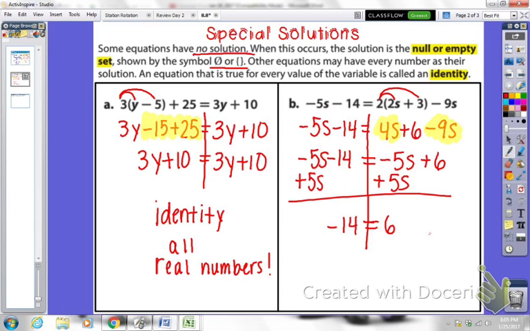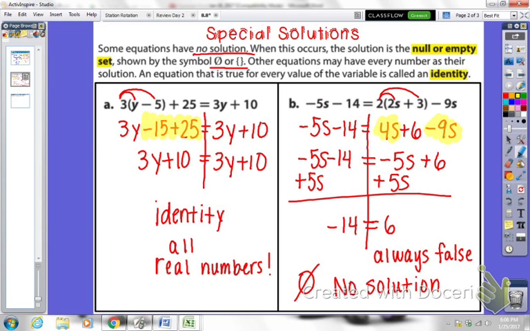Well, we should know that is never true. That's an always false statement. So this means there is no solution. There is not any number for s that we can substitute in and have the left side equal to the right side. So this one was all real numbers. This one was no solution.